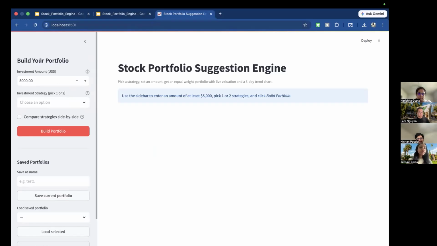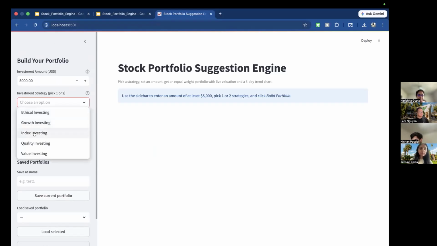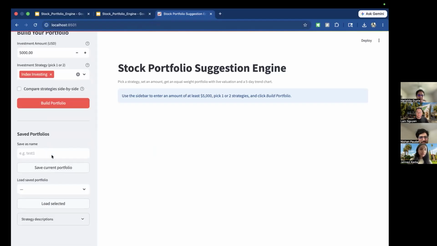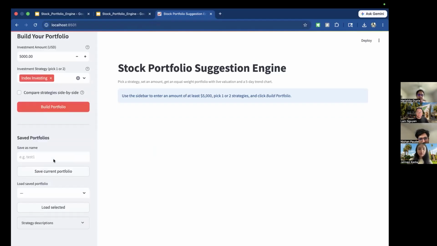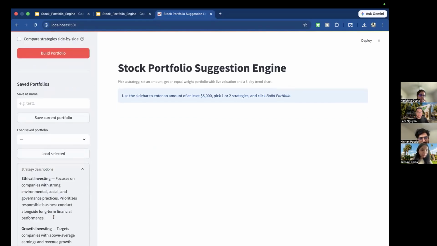Yes. So our first test case is minimum 5,000 spent with index investing. So I am putting 5,000 as the investing amount. And here we'll choose the investment strategy, index investing. Before going to build portfolio, I'll show this. So we have built this.